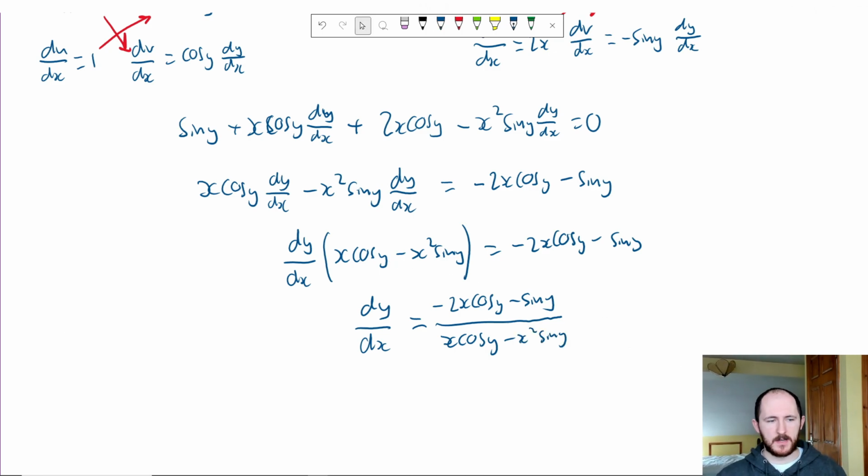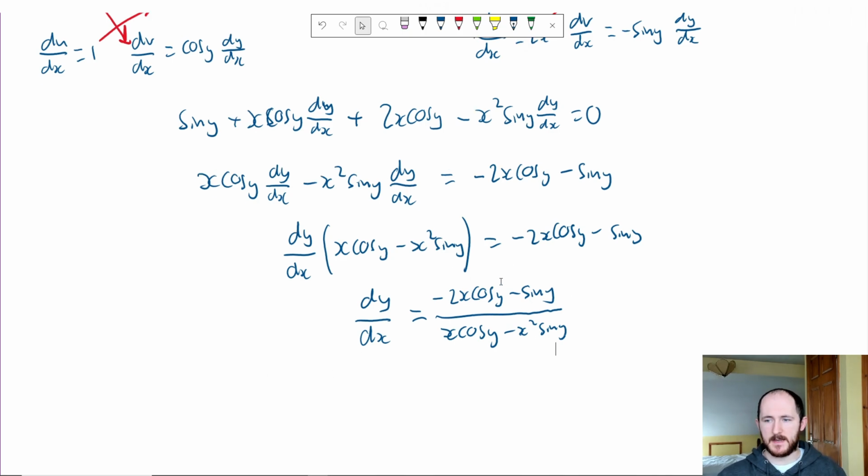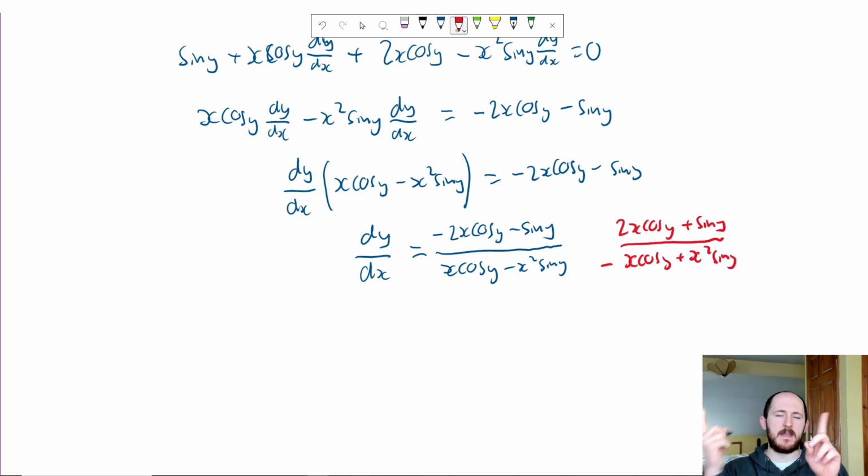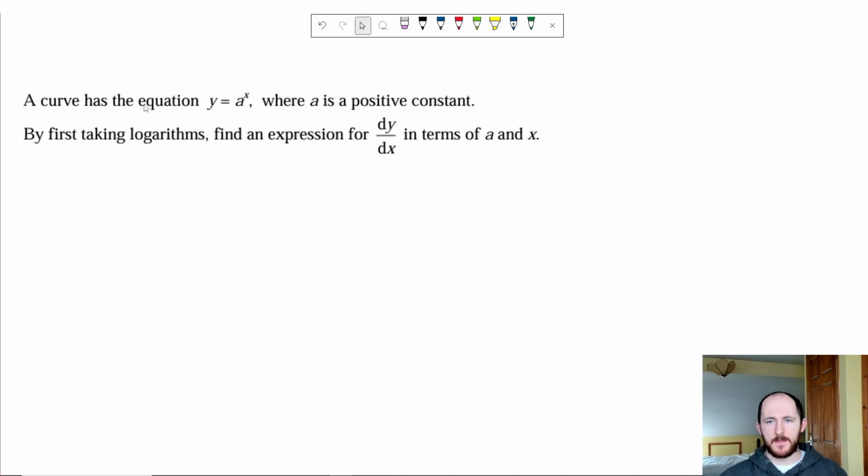Now, just so you guys are aware, I wanted to take a quick aside. In mark schemes, if you ever see an answer that has all the same bits as you but different signs, so instead it's 2x cos y plus sine y over negative x cos y plus x squared sine y, or of course the denominator could be swapped around, so x squared sine y minus x cos y. These two things are indeed equal to each other. All they've done, if you'd like, is they've times the top and bottom by -1, which is an equivalent fraction, so it's totally okay.